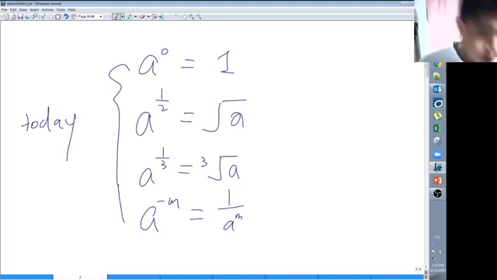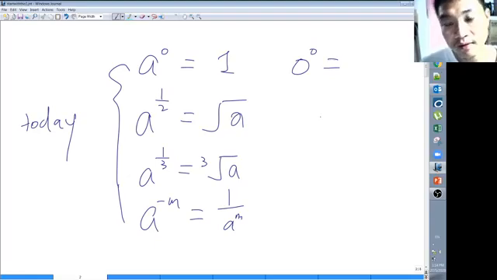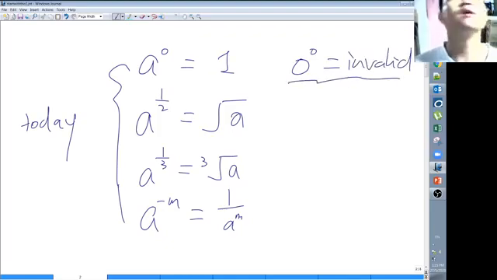Okay, let's do a review first. So a to the power of 0 is 1. So anything to the power of 0 is 1. Okay, then you might ask, what about 0 to the power of 0? Okay, so this is invalid. Okay, let me take out a calculator and double check. Yes, so this is a special case.